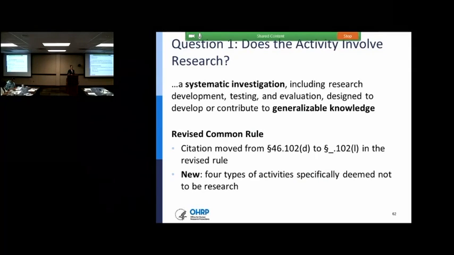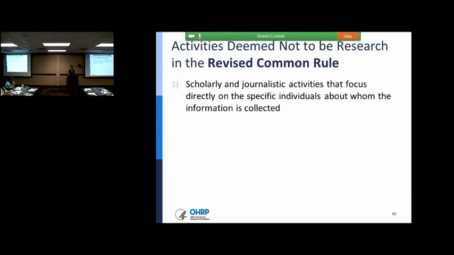But also there are 4 new types of activities that are specifically and explicitly called out as not being research under the regulations. We're going to go through these. But I think it's important to say at the opening here, the idea is not that these are new things that are no longer research, but rather these explicit carve-outs describe activities that we have not interpreted as research currently or previously. It's just now that it's being made very clear that they are not considered research.